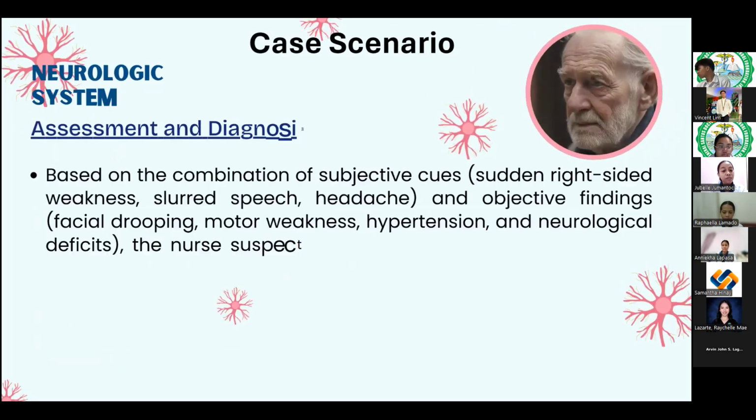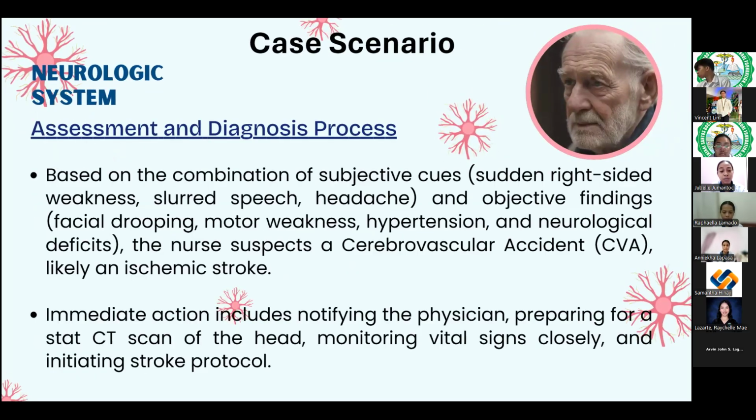For the assessment and diagnosis process, based on the combination of subjective cues, sudden right-sided weakness, slurred speech, headache, and objective findings, facial drooping, motor weakness, hypertension, and neurological deficits, the nurse suspects a cerebrovascular accident, likely an ischemic stroke. Immediate action includes notifying the physician, preparing for a CT scan of the head, monitoring vital signs closely, and then initiating stroke protocol.